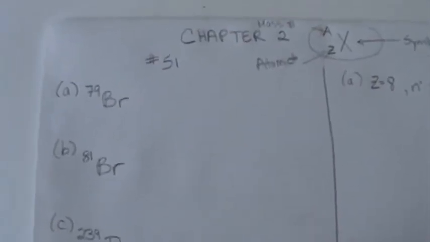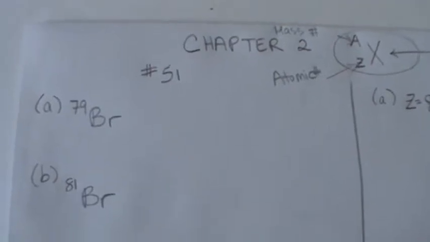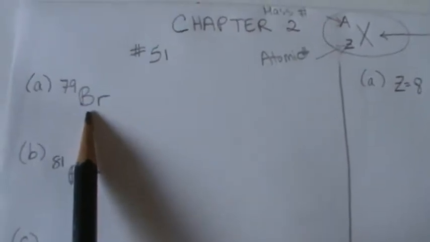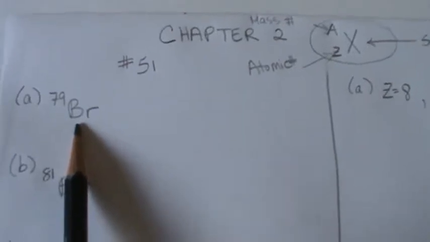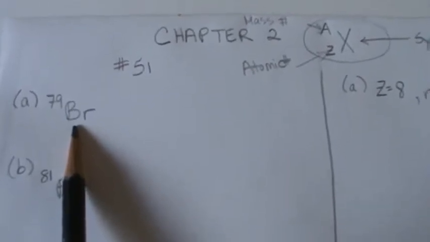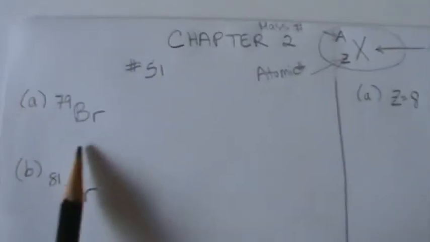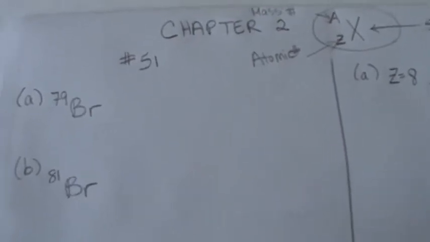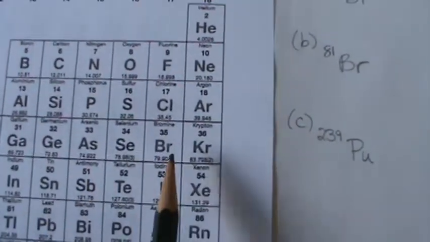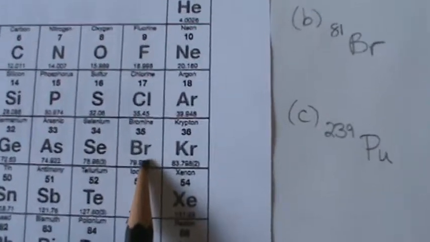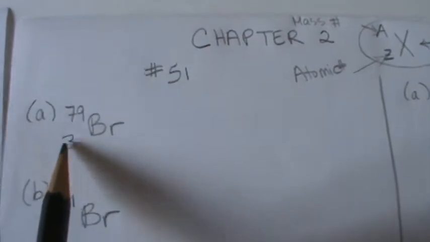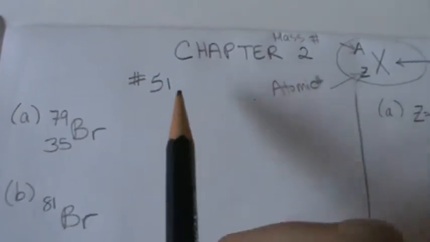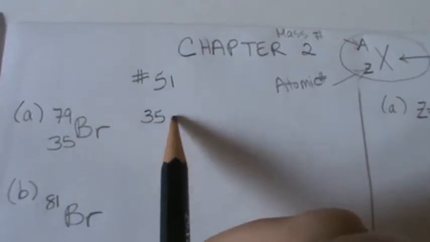So we'll start out on number 51 with A. And A says 79 Br, okay? And they want to know how many protons and neutrons are in the nucleus and how many electrons would be present in a neutral atom. Okay, so we would look at our periodic table and we would find bromine. Bromine is right here, okay, and it's number 35. So that means that we could put a 35 down here, that atomic number, okay, and so that means that we have 35 protons.